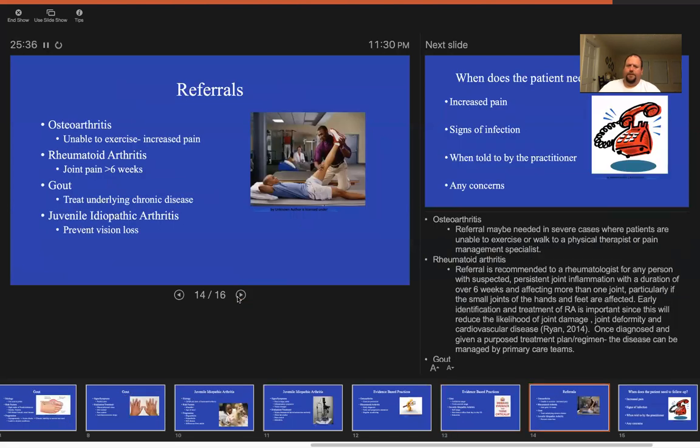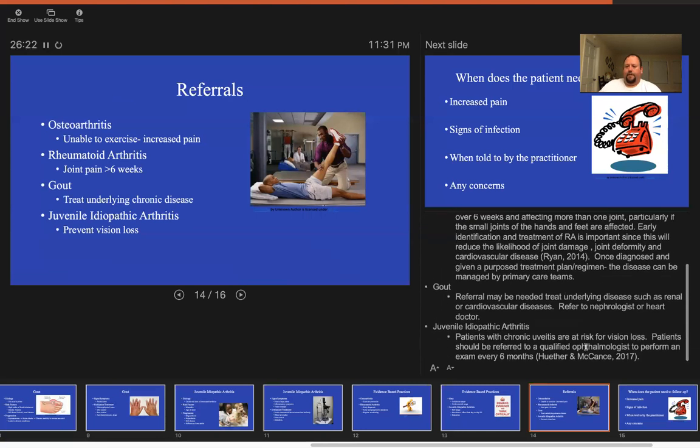All right, so who do you refer these people to? For osteoarthritis, refer those people to physical therapists or pain management specialists, especially if they're unable to walk. For rheumatoid arthritis, if patients have pain for more than 6 weeks, they should see a rheumatologist, because, as indicated in the evidence-based practices, early identification and treatment will likely reduce joint damage, deformity, and cardiovascular diseases.